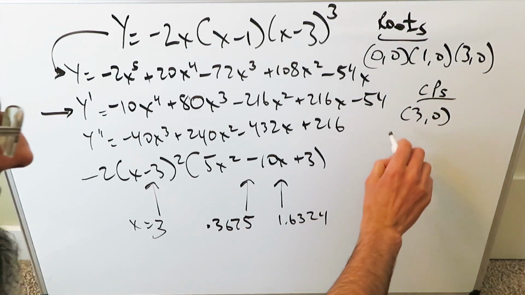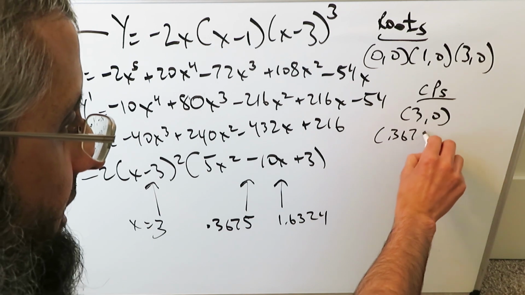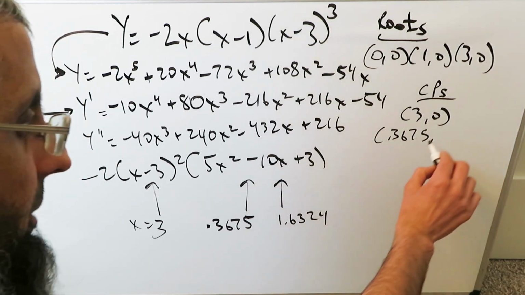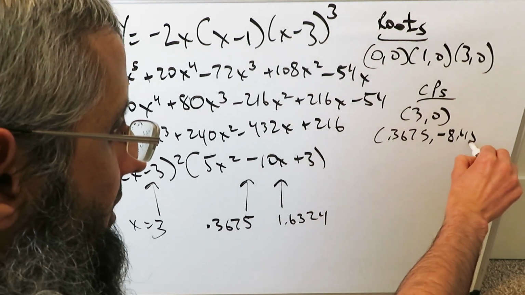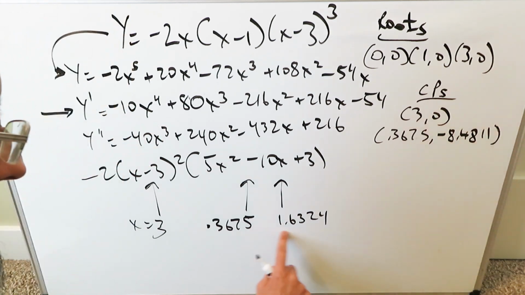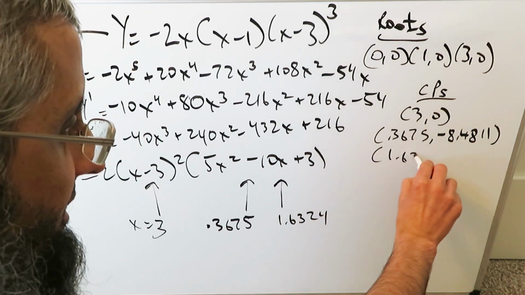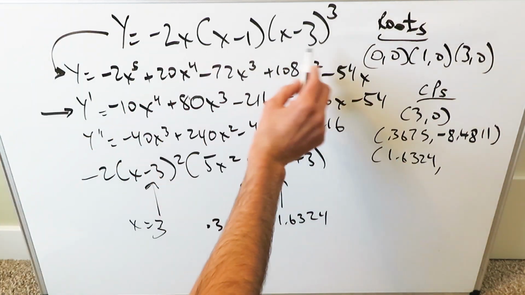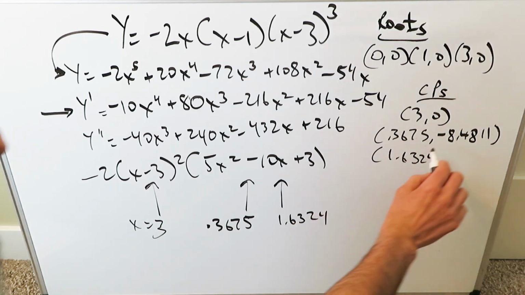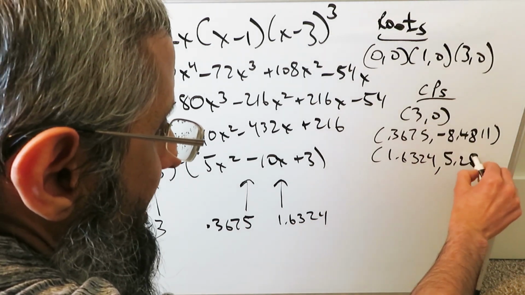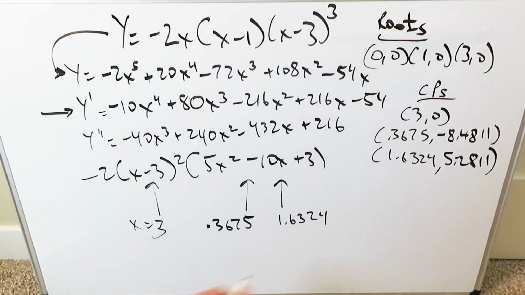When you put 0.3675 into your original equation, you'll get a corresponding y value. That will be minus 8.4811. When you put in 1.6324 into your original equation, you'll get your y value. That will be 5.2811. Now you have to classify these as either local minimums or local maximums.